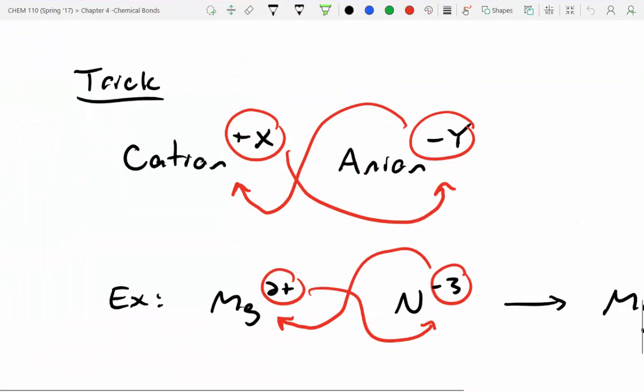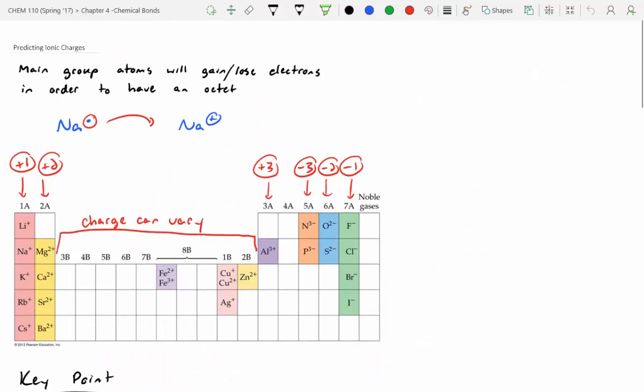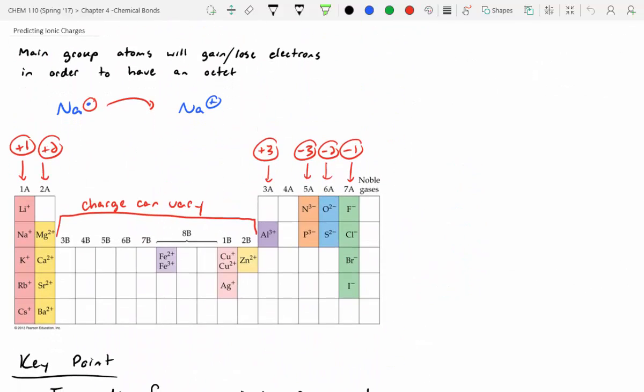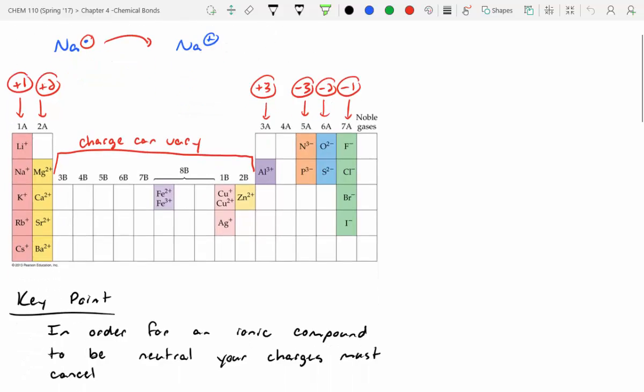predicting charges. And we said there's a couple tricks you can do. The first thing is to look at the periodic table. If you're in group 1, 2, or 3, you can use the number to determine the charge of your cation. And if you're in group 5, 6, or 7, it would be -3, -2, and -1, respectively. So that's pretty straightforward. And then today we'll talk about those transition metals a bit more.